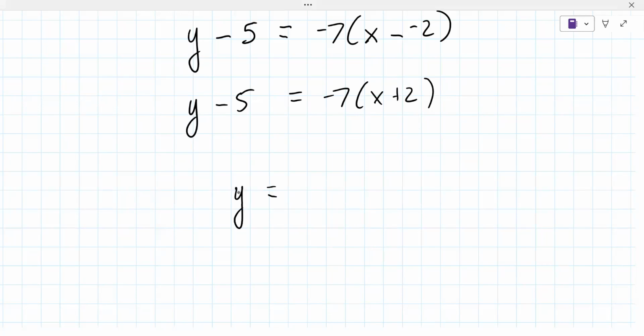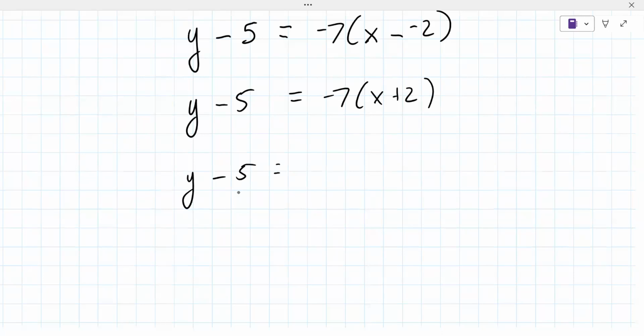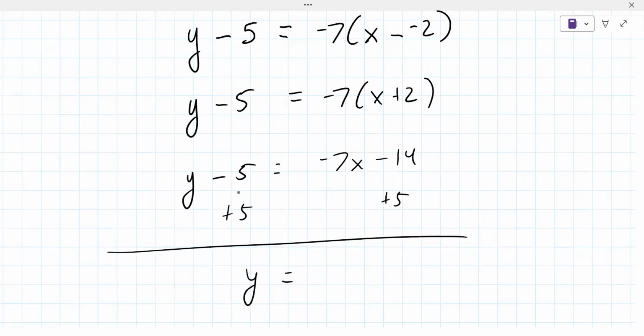Okay, let's take a look here. So it sounds right. y minus 5 equals negative 7x minus 14. Add 5 to both sides. y equals negative 7x minus 9. Good, good. All right. Really, really good.